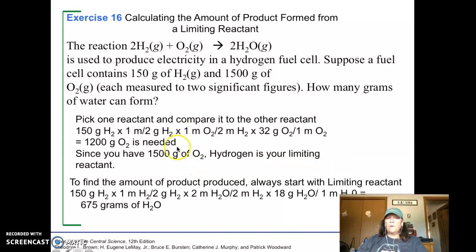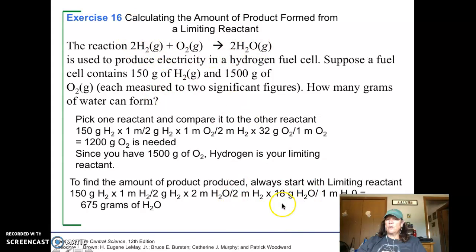Okay, then if I want to figure out my product, all I have to do is start with my limited reactant, 150 grams, get rid of grams of hydrogen, 1 mole, 2 grams, do my mole ratio. In this case, it's 2 moles of hydrogen to 2 moles of water. It works out to be the same because if you look at my balanced equation, 2's and 2's.